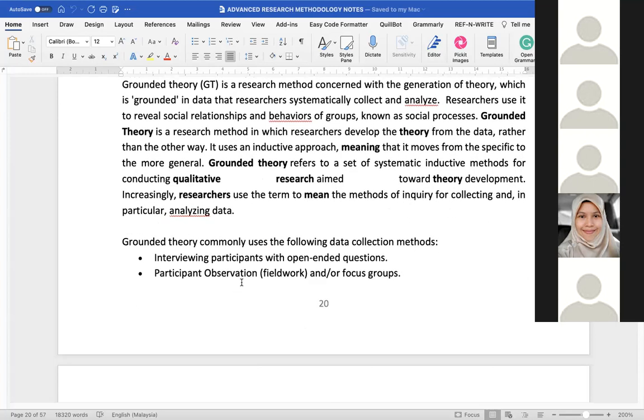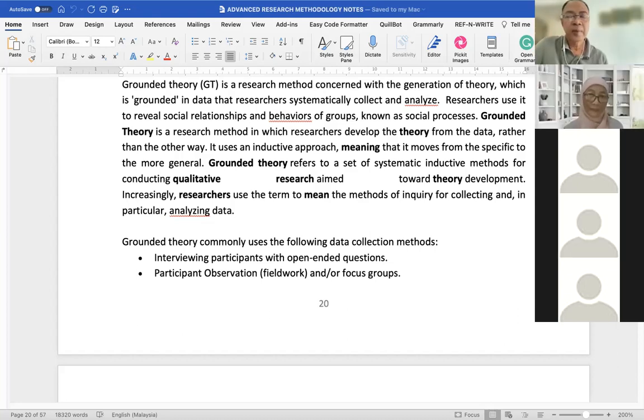So grounded theory commonly uses the following data collection methods: interviewing participants with open-ended questions. Open-ended questions means the researcher starts with a few questions and then, based on the answers given by the interviewees, the researcher will follow up with more and more questions.